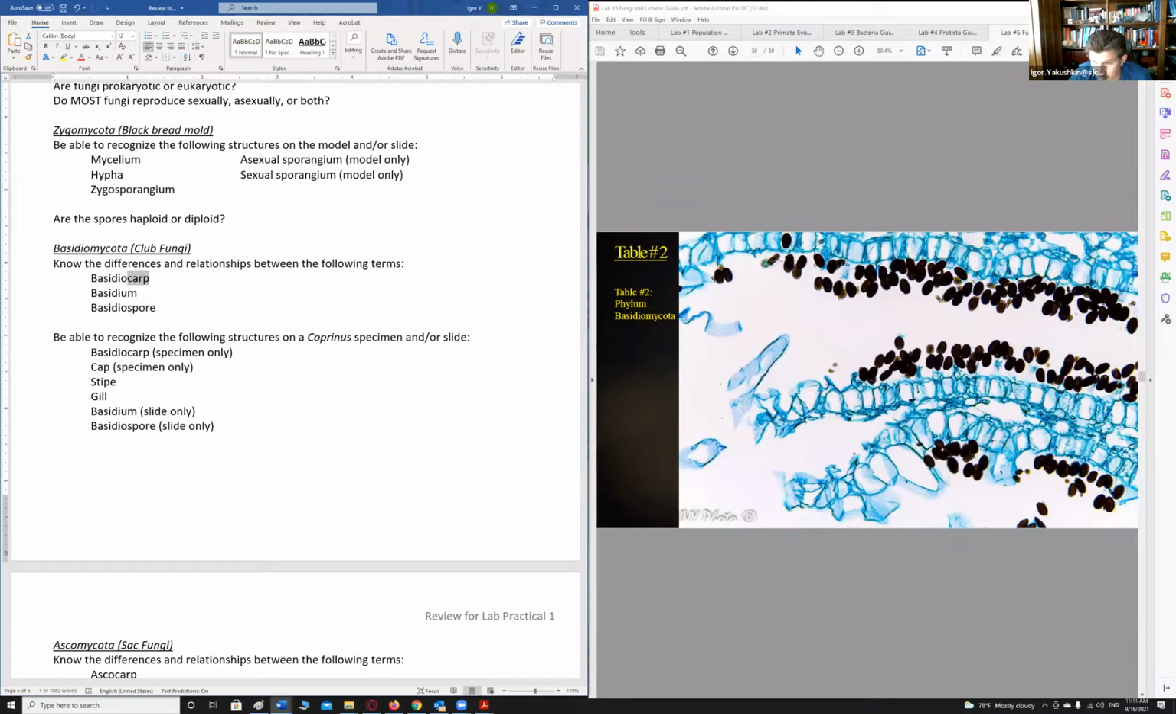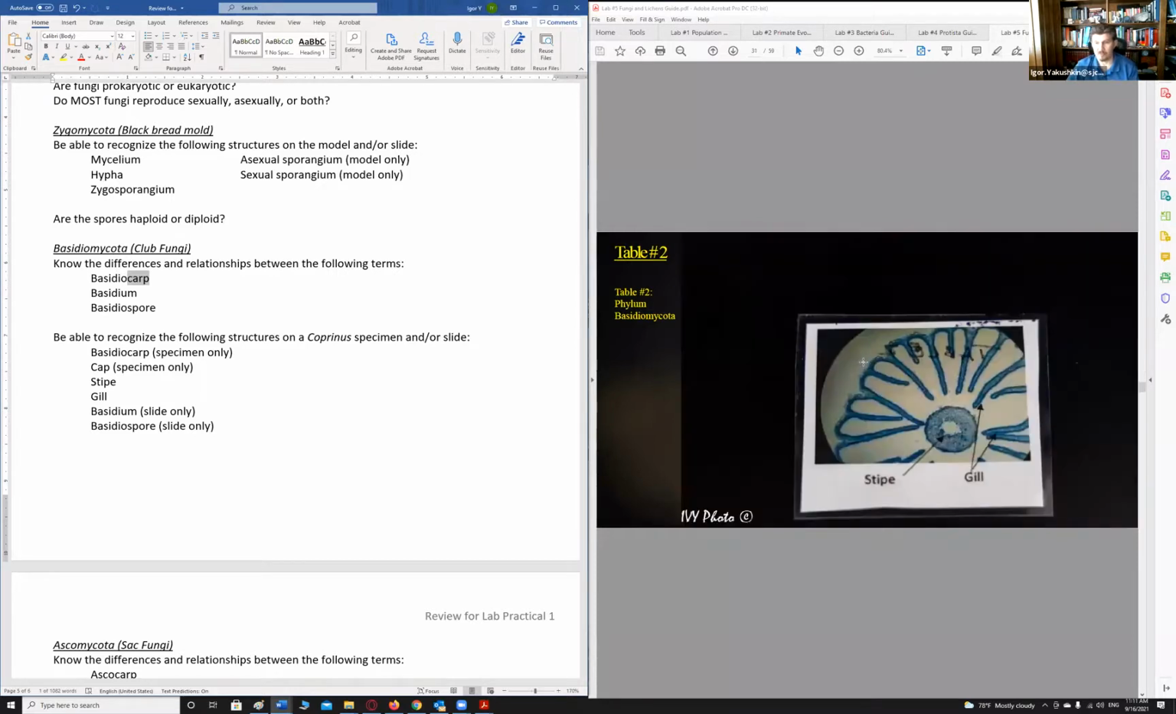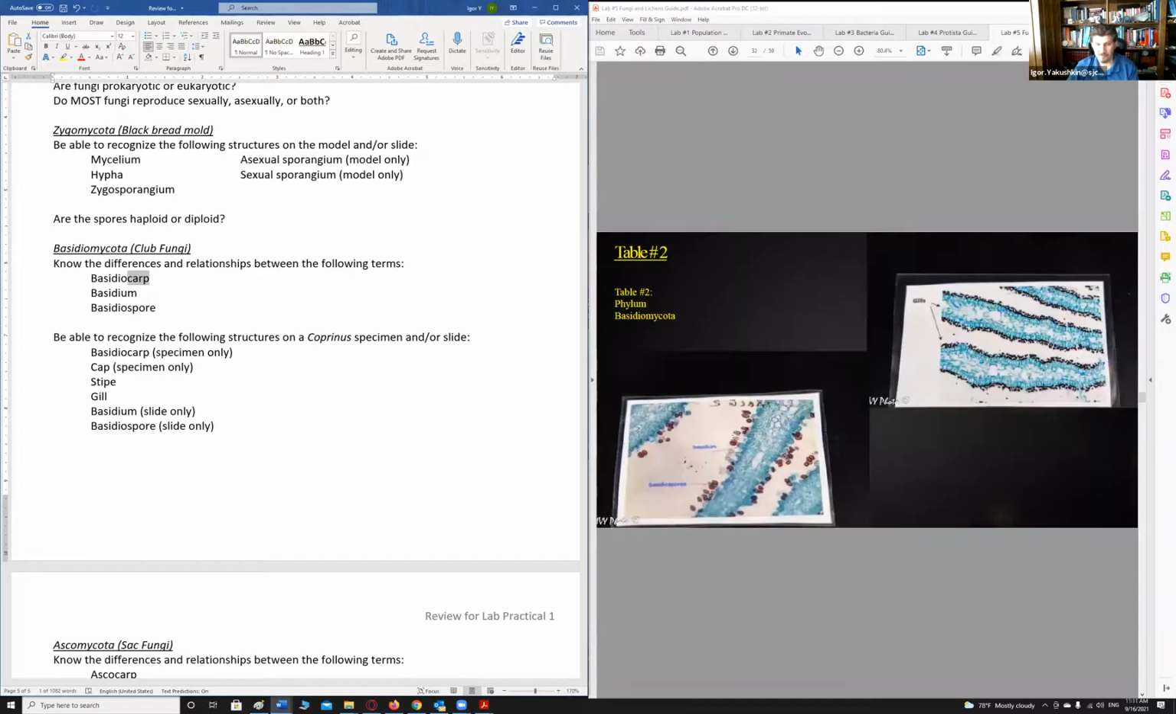That one is right there. And on top of the basidium, you will end up with the spores. Here we're looking at another basidium and the spores. The black dots are spores, of course. So yeah, you can see basidium and the spores.